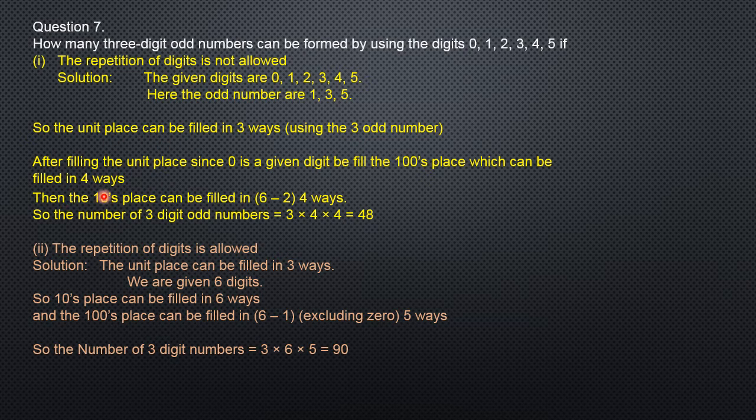Next, tens place can be filled by using 4 ways. Reason, unit place one number, hundred place one number, therefore tens place remaining 4 numbers, 4 chances. Total number of 3-digit odd numbers equal to 3 into 4 into 4. I mean, these odd numbers formed by using this given 6 numbers. So it is equal to 48. Repetition allowed. Repetition allowed means unit place only 3 ways, tens place 6 ways, but hundreds place only 5 ways. So 3 into 6 into 5, that is 90.